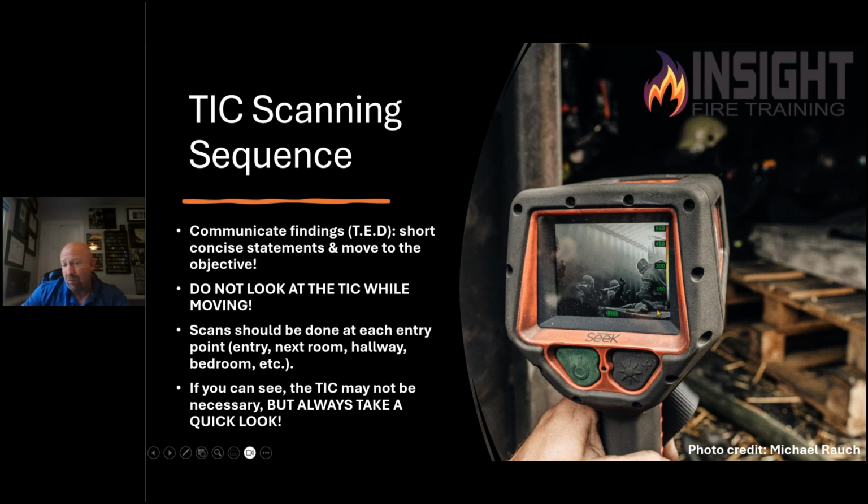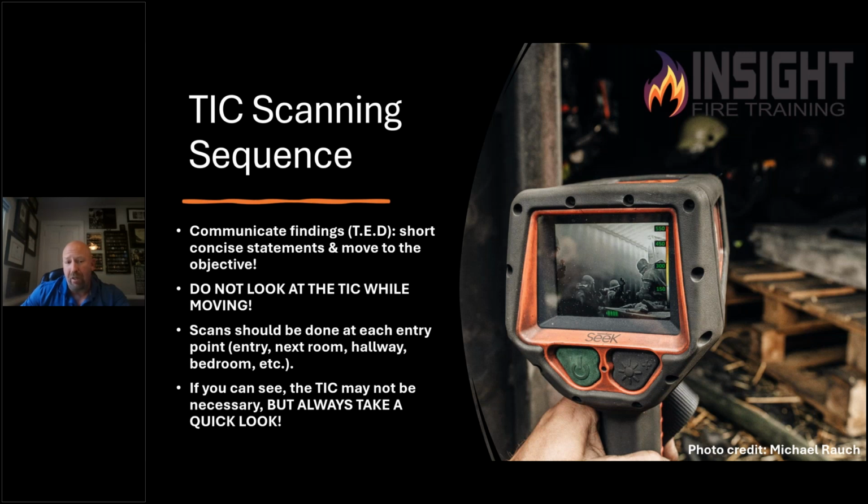Like, can I close the door, like the search study says, and open the window and produce good ventilation for the firefighters so they can see with or without the TIC and get the victim out? And your scan should be done at each entry point, like from the doorway, then that entry to the next room, hallway, because that way it avoids this problem.